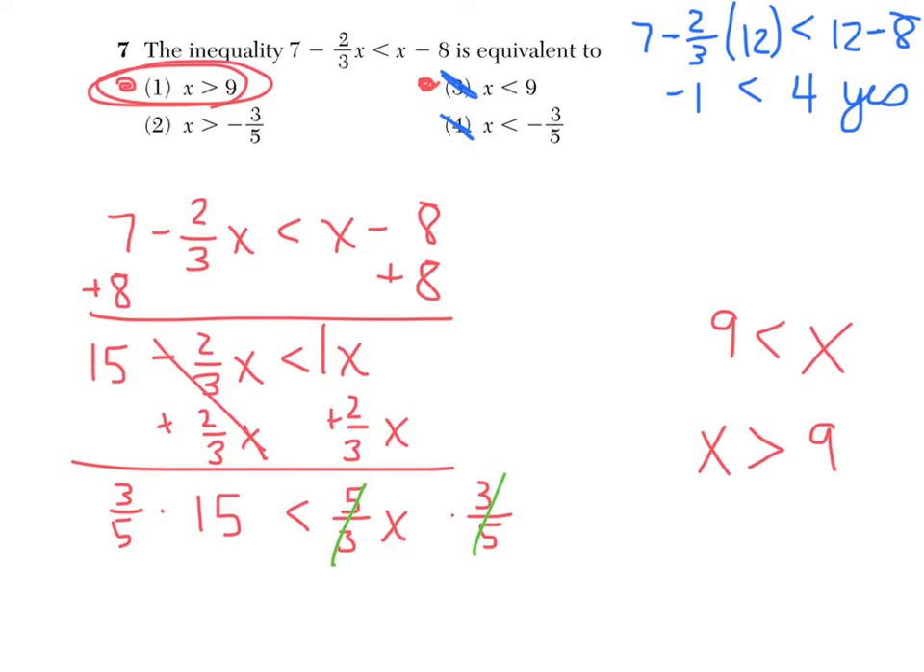So if I wanted to verify and make sure that it is in fact choice 1, I could test another number in, like here I'm testing in 0 and seeing if that works. Well now, and 0 is always a nice one to use, 7 minus 2/3 times 0 is 7. Is 7 less than -8? Is that true? And definitely not. So therefore I know that that is not a correct option.